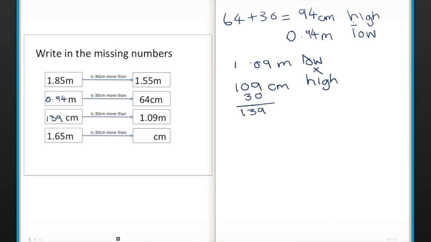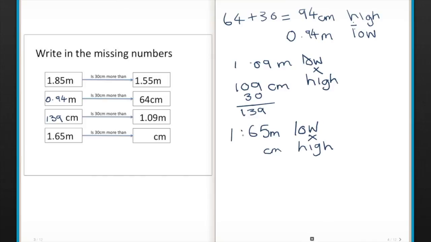Last one, 1.65 metres is 30 centimetres more than some other centimetres. So I'm starting with 1.65 metres. Is that the big thing with the low voice or the little thing with the high voice? Big thing, low voice. And I want to take it to centimetres. Little thing, high voice. How do I get from low to high? To get from a low number to a high number, you times. I'm timesing by 100 because there are 100 centimetres in a metre.